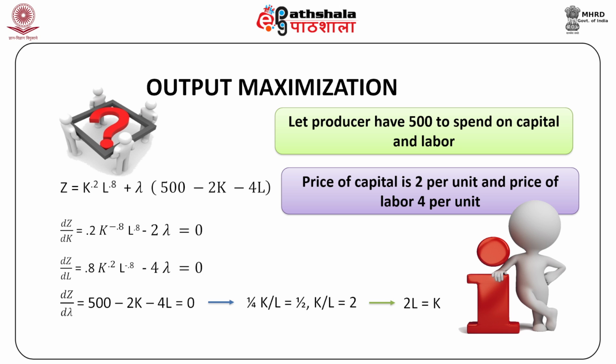Differentiating equation 2 with respect to K, L and lambda, we have del Z by del K is equal to 0.2 K raised to the power of minus 0.8 into L raised to the power of 0.8 minus 2 lambda equal to 0, known as equation 3. Del Z by del L is equal to 0.8 K raised to the power of 0.2 into L raised to the power of minus 0.2 minus 4 lambda equal to 0, which is known as equation 4. Del Z by del lambda is equal to 500 minus 2K minus 4L equal to 0, which we denote as equation 5. Dividing equation 3 by 4 and substituting in 5, we get 1/4 K divided by L is equal to half, K by L is equal to 2. That is, in order to maximize output, labor and capital should be used in K equal to 2L ratio.